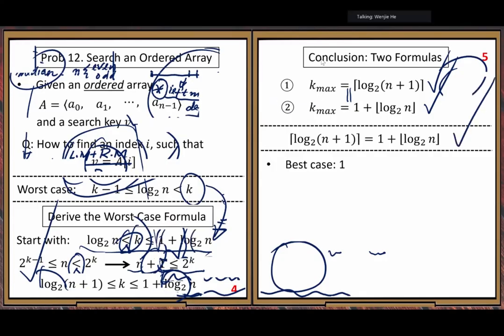And this formula is also given in our textbook, in the appendix. In the appendix, you can find this formula. All right, now, our conclusion.